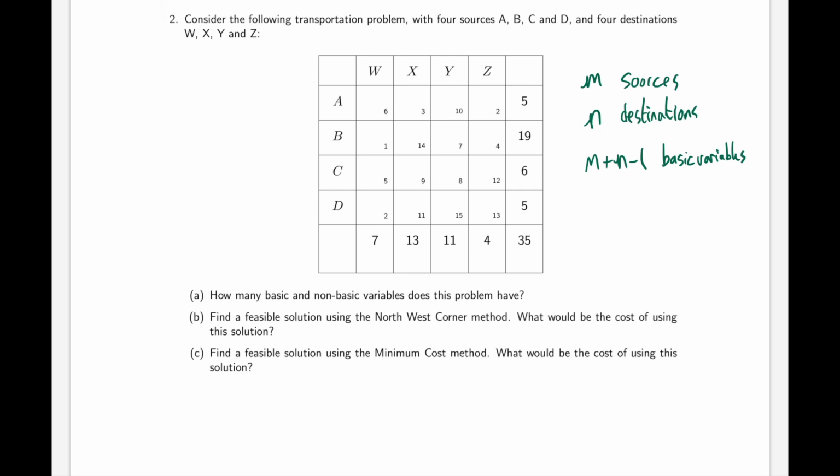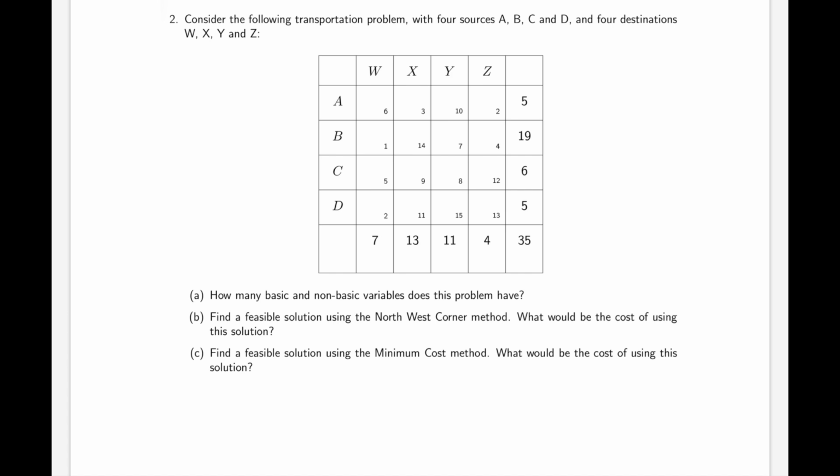In this problem, there are 4 sources and 4 destinations, so we would expect 7 basic variables, and the rest will be non-basic variables. There are 4 times 4, which is 16 variables, and so 16 minus 7, 9 non-basic variables. B. Find a feasible solution using the northwest corner method.